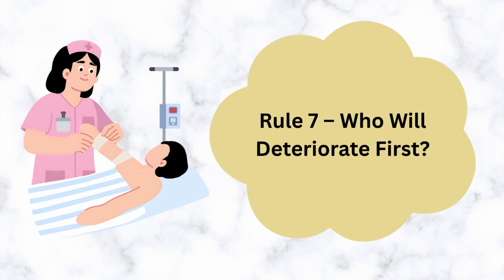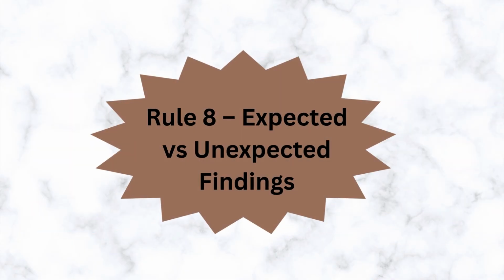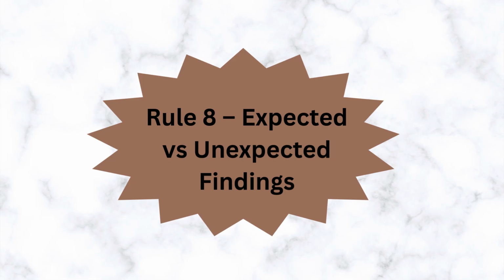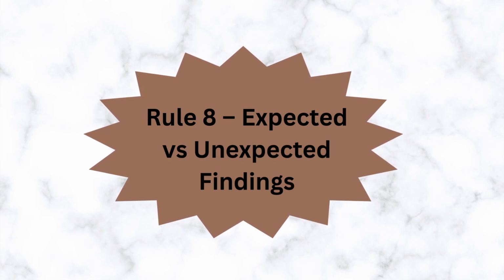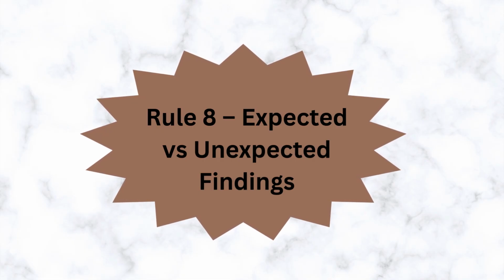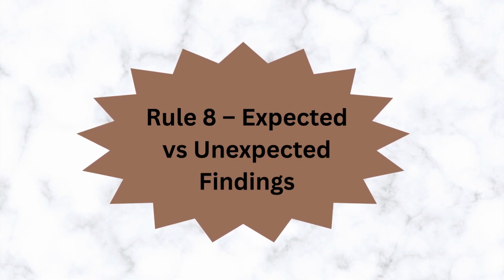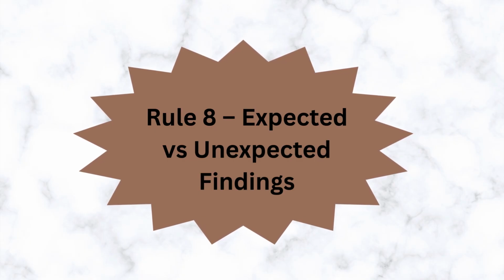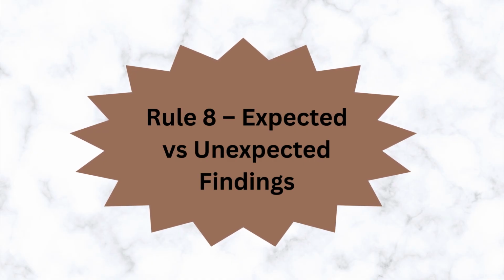Another NCLEX concept is expected versus unexpected findings. Expected findings are normal for certain conditions and are usually lower priority. Unexpected findings, however, may indicate a complication. For example, mild pain after surgery is expected, but low BP or excessive bleeding after surgery is unexpected and could indicate hemorrhage. So that patient must be assessed immediately.